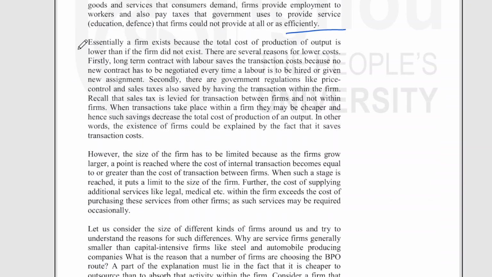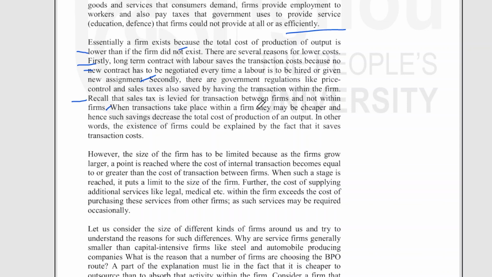Essentially, a firm exists because the total cost of production of output is lower than if the firm did not exist. There are several reasons for lower cost. Firstly, a long-term contract with the labor saves transaction cost because no new contract has to be negotiated every time a laborer is to be hired or given a new assignment. Secondly, government regulations like price control and sales tax are also avoided by having the transaction within the firm. Recall that sales tax is levied for transactions between firms and not within the firms.